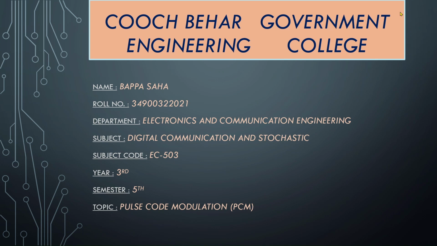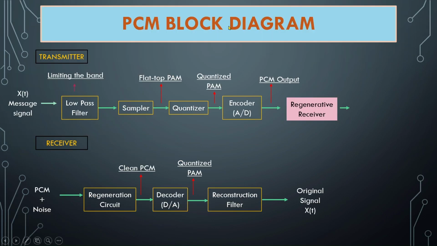Today I am going to present pulse code modulation. Starting from the block diagram of pulse code modulation. Pulse code modulation is basically a process to convert the analog signal into a digital signal, which is some binary numbers like 01011010.